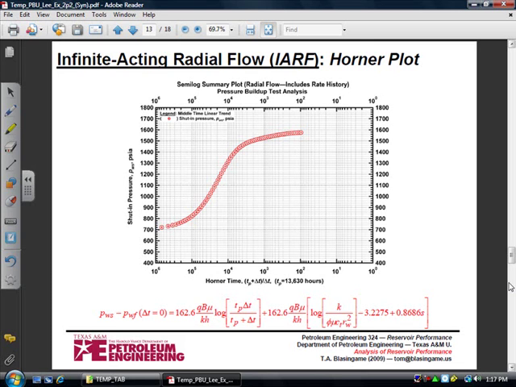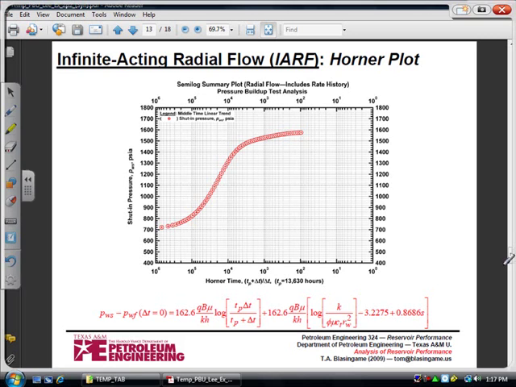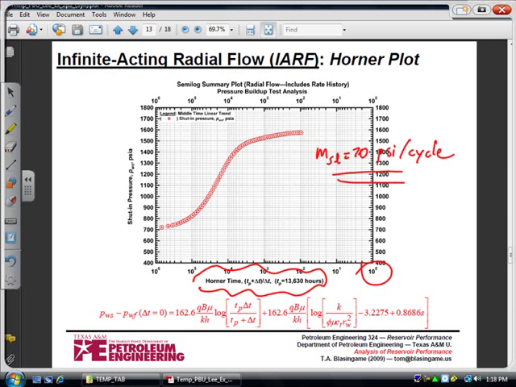And the last one is the Horner plot, and you will do the same, but the only thing which is different is your axis. So make sure you be careful about the axis, but other than that, everything will be the same. MSL will equal to 70 psi per cycle. So make sure your straight line gives the slope value which is equal to 70. Okay?